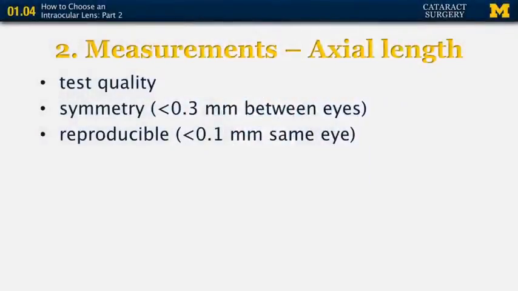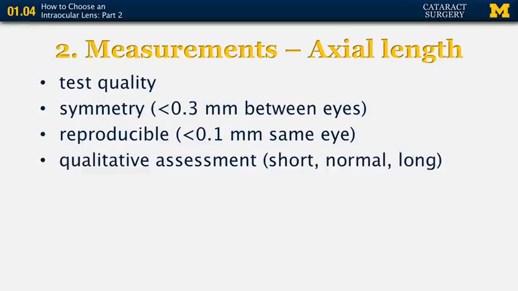We then go on to look at the repeatability or reproducibility of one measurement for one eye. For this, we'd like to stay within 0.1 millimeters variation for the same eye. Once we are confident with the validity and reliability of a measurement, we then want to make a qualitative assessment of the length of the eye. Is this a short eye, a normal eye, or a long eye?